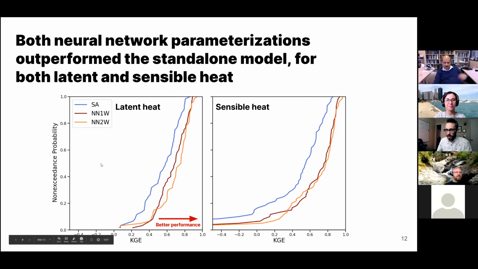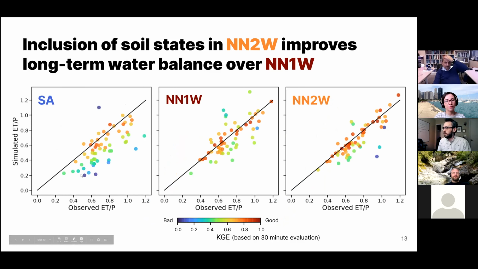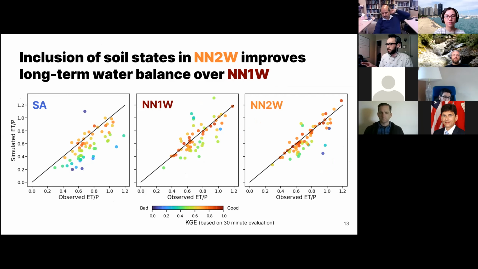One other thing I should say before I go on: all of these model configurations actually do enforce mass and energy balance because they're running inside of SUMMA. So when I say there's over evaporation, I mean compared to the observations, not that NN1W is predicting more evaporation than is possible. It's just more than is observed.